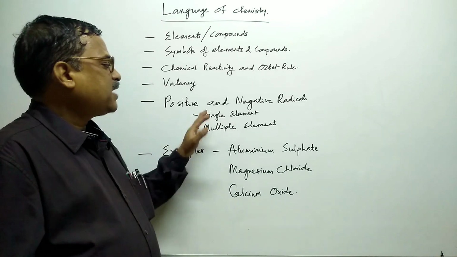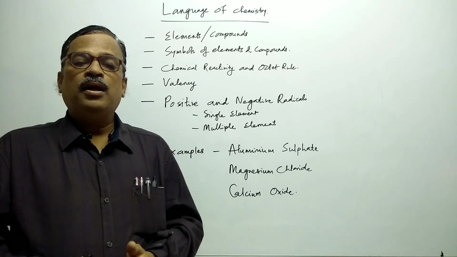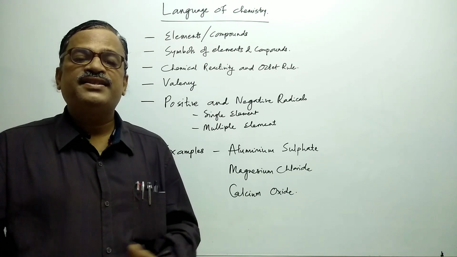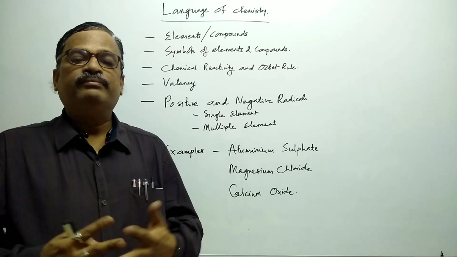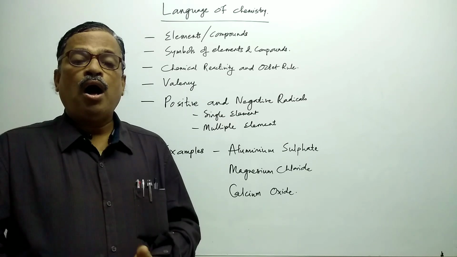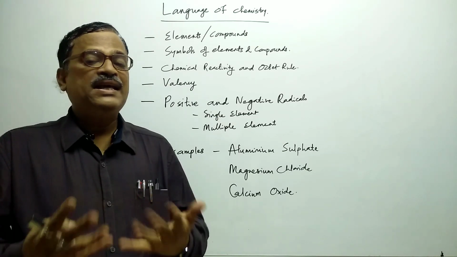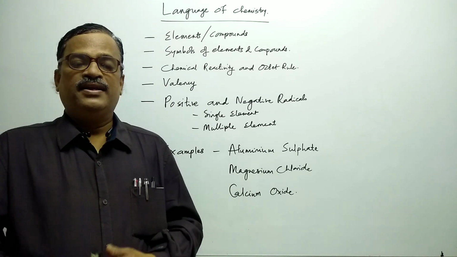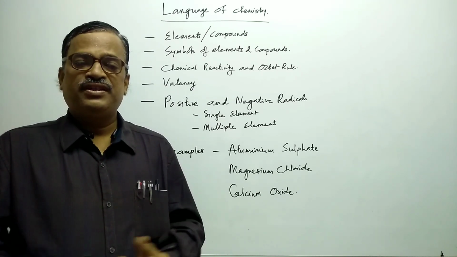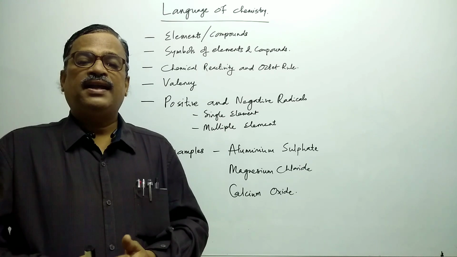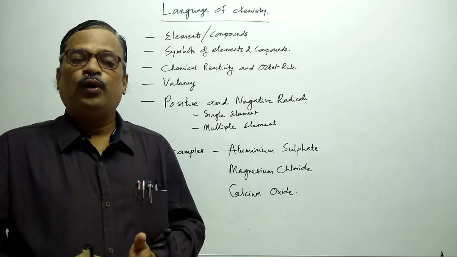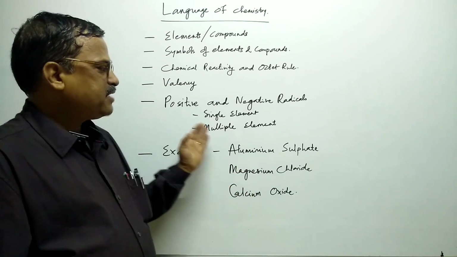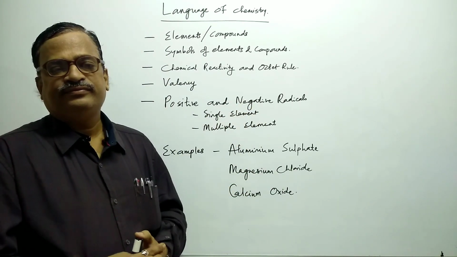Now, something more about radicals. A radical may be a single element radical, for example sodium, potassium, calcium, magnesium. Or a radical may be a multi-element radical. For example, the ammonium ion. Ammonium ion is a positive radical bearing plus 1 charge, and the ammonium radical is expressed as NH4 plus 1. So we have positive radicals and negative radicals.